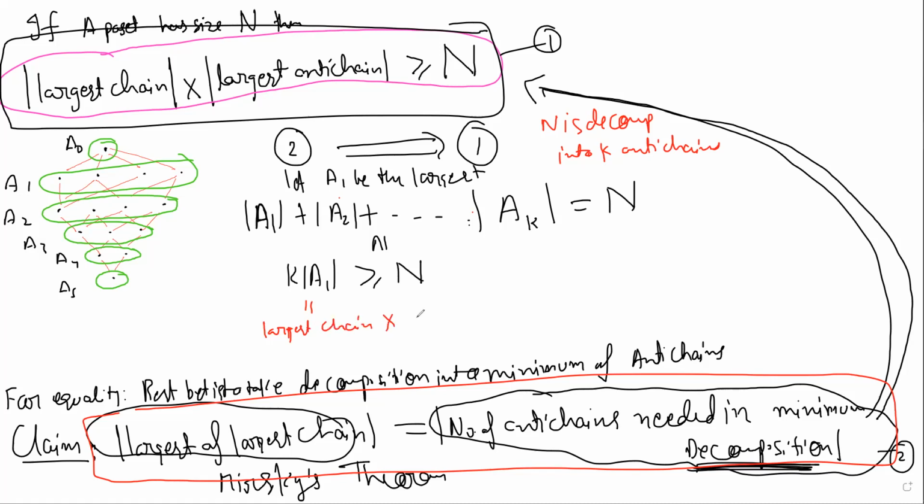Largest chain, and A1 is the largest antichain. Well, A1 is not the largest antichain. A1 is the largest antichain in this decomposition, but the largest overall will be even larger, or equal. So there's no problem. If you replace this by the largest among all antichains, then it's even better, right? So there's no problem.